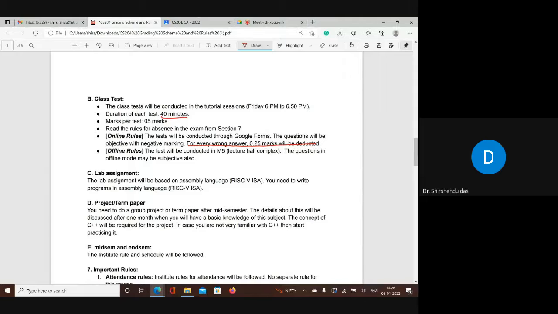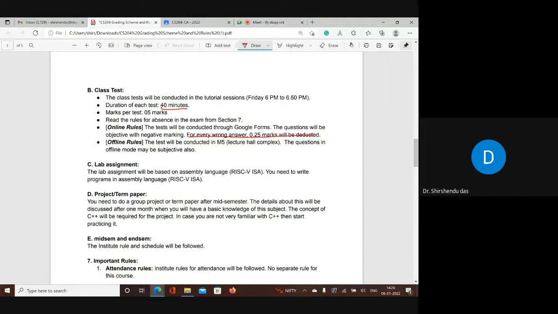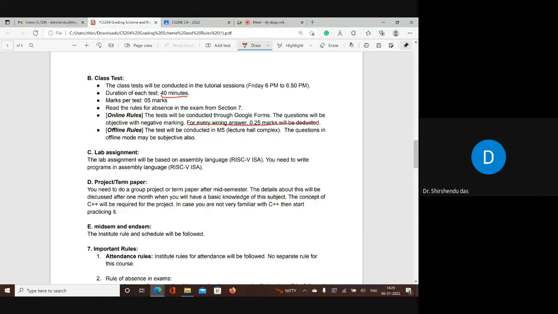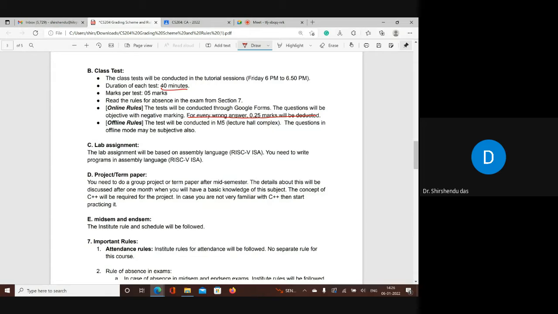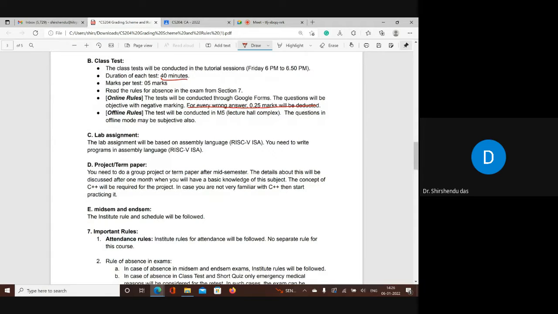But yes, if the class test will be conducted in online mode, then it will be through Google Forms, and questions will be only objective or fill in the form type, and there will be negative marking. Offline rules: the test will be conducted in M5 lecture hall complex, and in offline mode the questions may be subjective also, and all the questions may not be objective. And you have to write the answers in an answer sheet. So I think class test is also clear.